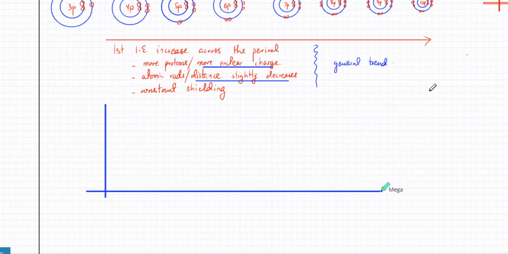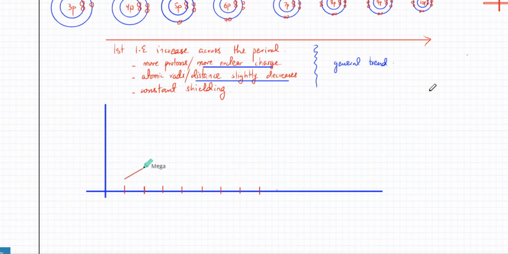Now, to be more specific, it's not going to be just a constant increase. In reality, what the graph would look like is something like this. Let's say this is group 1, 2, 3, 13, 14, 15, 16, 17, and 18. So in reality, the graph would look like this.